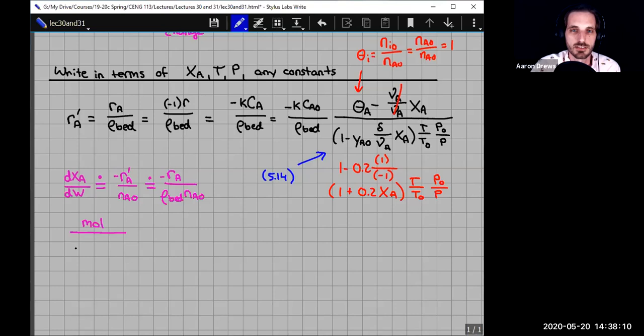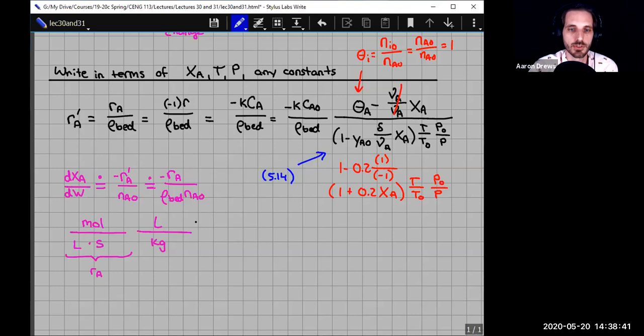So some kind of a mole per volume. Maybe something like, I'm just going to make up the units here, a mole per liter per second. This is the unit of RA. It's then divided by the density of the bed, so the density of the bed has to be something like a mass per volume. Maybe a kilogram per liter or a kilogram per cubic meter or whatever. We're just picking units here.